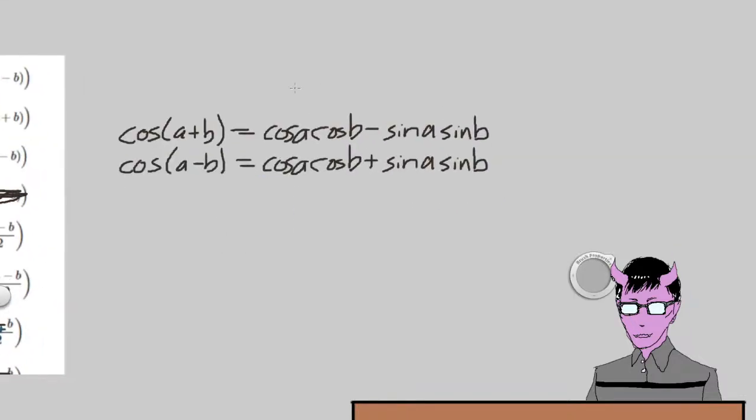And then if you notice that we can take equation number 1 and add it to equation number 2. These two are two different types. So we have cosine of a plus b plus this one.